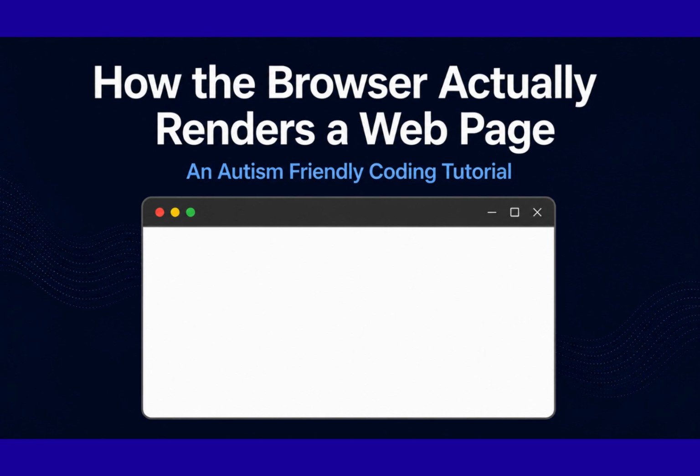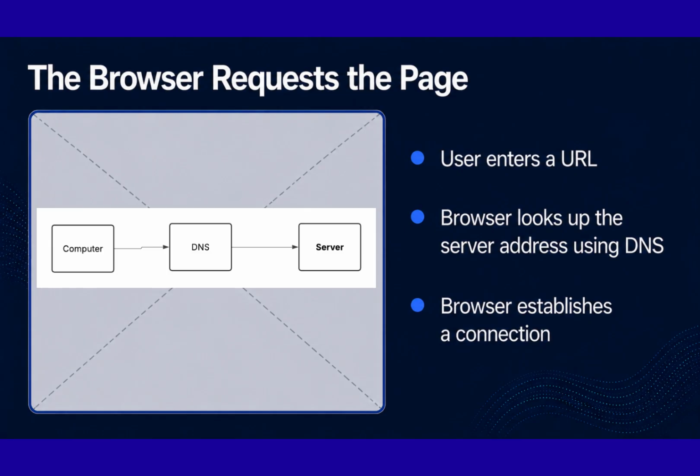Let's start with step 1, requesting the page. When you type a website address into your browser and press enter, the browser begins a long chain of events. First, it needs to figure out where the website actually lives. To do that, it performs a DNS lookup. DNS stands for Domain Name System. You can think of DNS like the Internet's phone book. It translates a domain name like example.com into an IP address the browser can connect to.